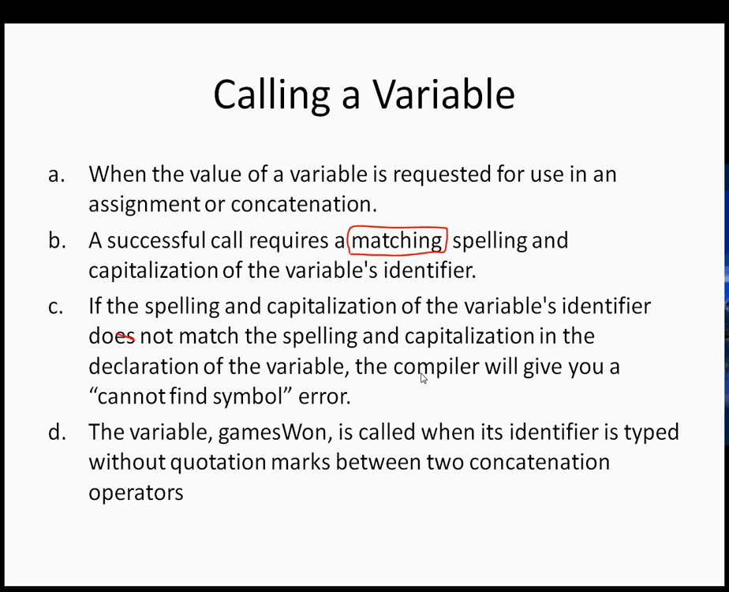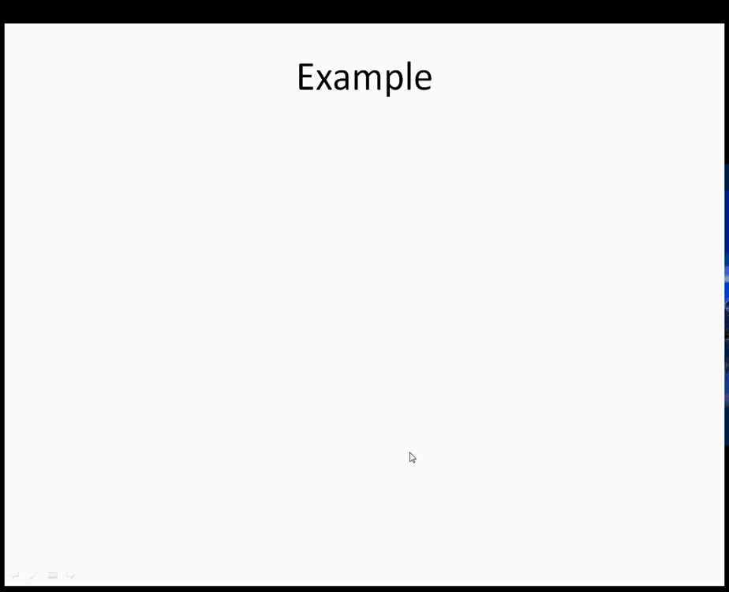The variable games1 is called when its identifier is typed without quotation marks between two concatenation operators. And so now let's look at an example of all these things that we just talked about.